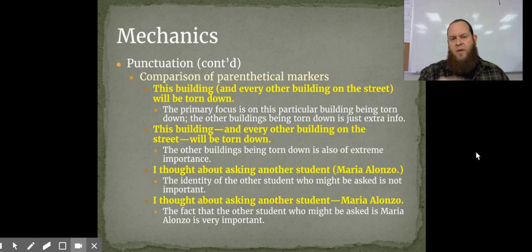So remember that when you set aside this extra information, okay, because sometimes that's very important. It may be extra in the sense of conveying information in that particular sentence, but it could be very important. And so we want to be very conscious about the level of emphasis that we give this extra information, right? For example, the fact that every other building is going to be torn down too. What the heck? Or that Maria Alonso's involved. I mean, Maria, right? Okay, there we go. There we are.